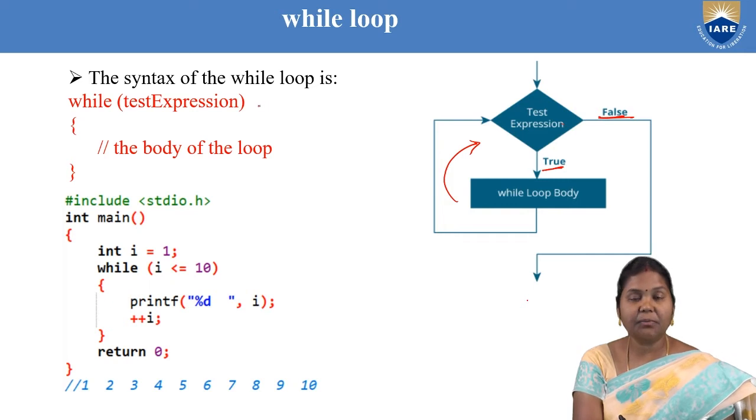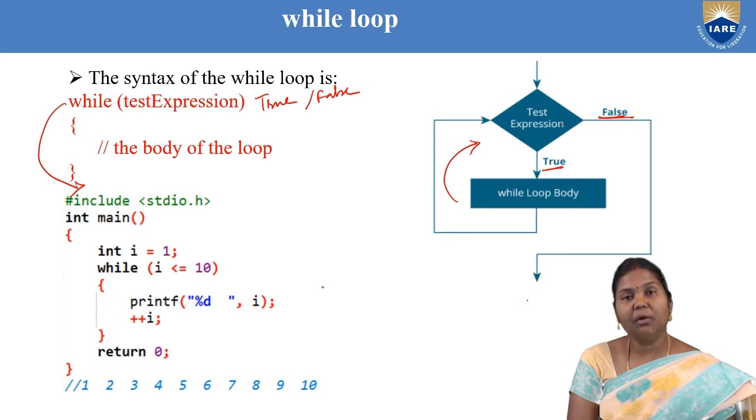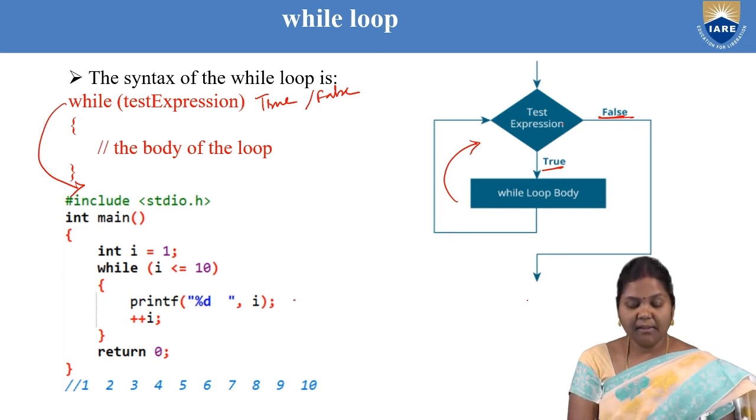So this is the syntax: while test expression, then the body. If the condition is true, then the body of the loop will be executed. If it is false, then control will come out of the loop. Now let us understand. Let us display the numbers from 1 to 10 using while loop.